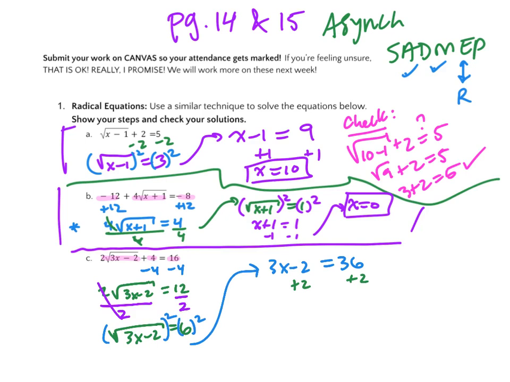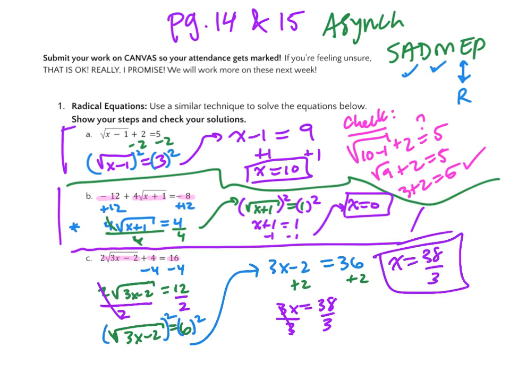I think this one is a fraction, which is fine. 38, divide by 3, divide by 3. So x equals 38 thirds. We could just leave it as a fraction. That one isn't going to be too bad to check because the 3's will sort of cancel out.